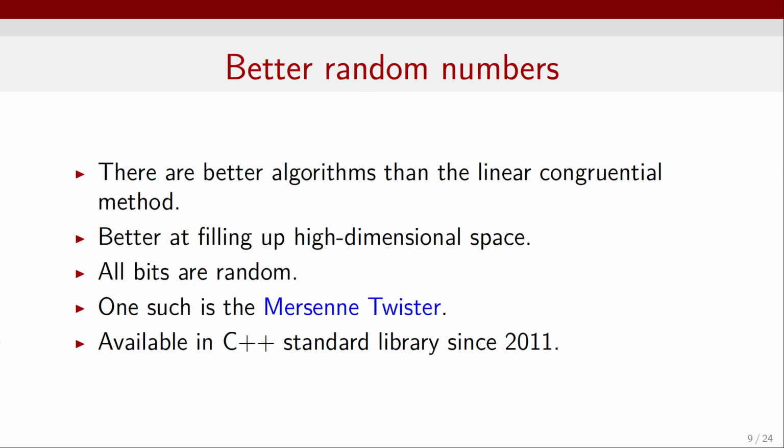There is a way to generate better random numbers. In fact, there are better algorithms than the linear congruential method. These algorithms are better at filling up a high dimensional space, and all bits are random. One such algorithm is the Mersenne Twister algorithm that has been available in the C++ standard library since 2011.